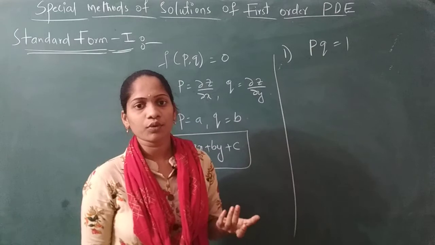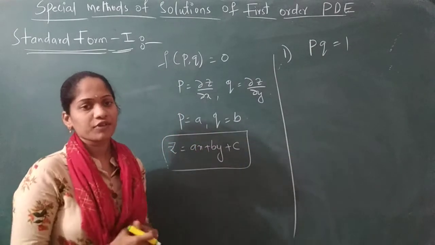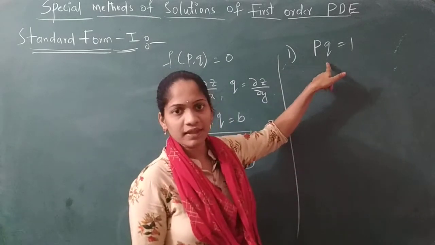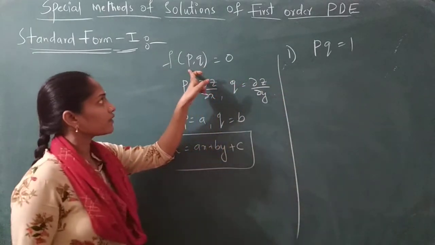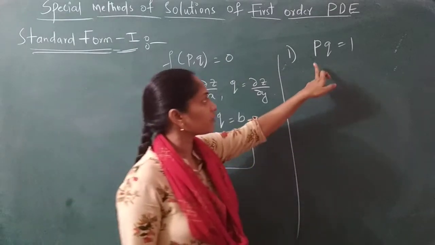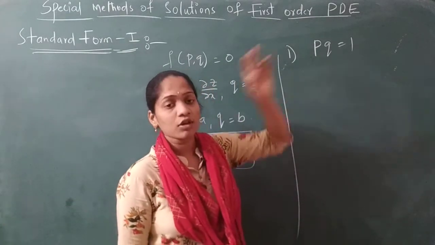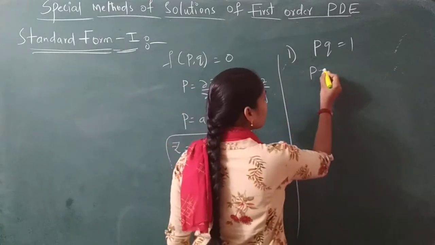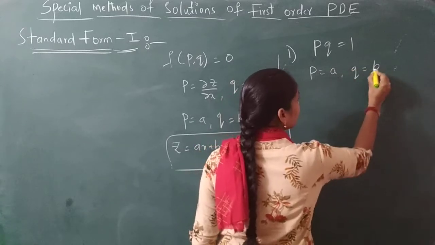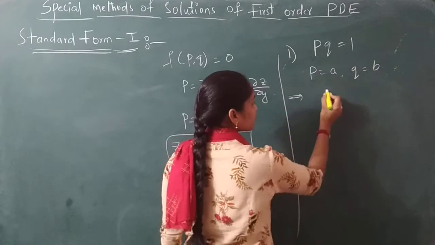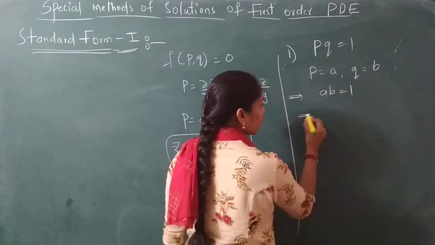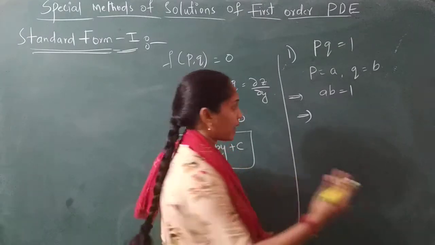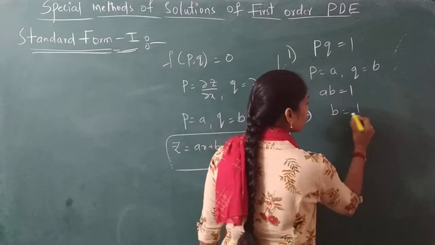Since the first question is a first order PDE which is a function of only the variables p comma q, we have to substitute p equal to a and q equal to b. Put p equal to a and q equal to b. What happens, let's see. Substituting gives ab equal to 1. Now ab equal to 1, and we have to find the values of a and b. Here b equal to 1 by a.